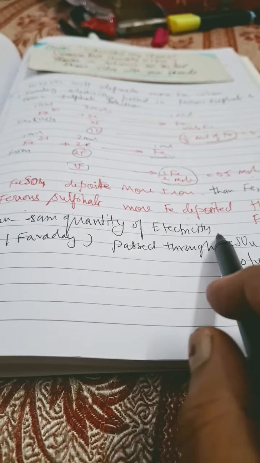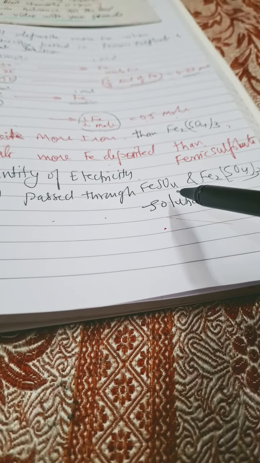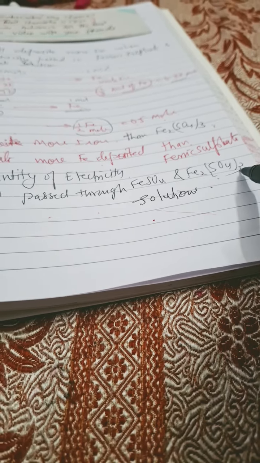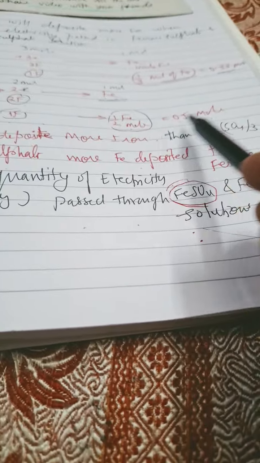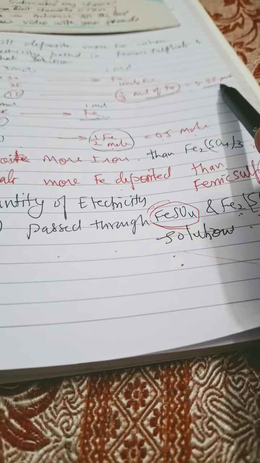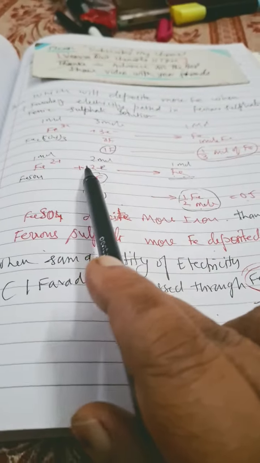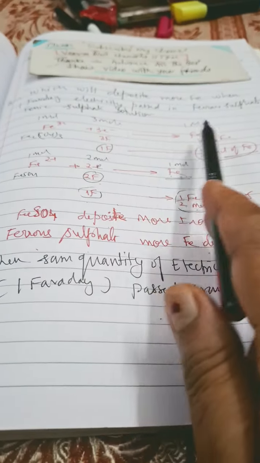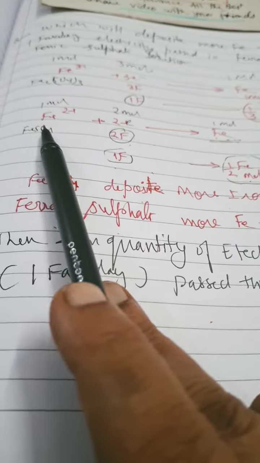So when the same quantity of electricity, that is 1 Faraday, is passed through solutions containing FeSO4 and Fe2(SO4)3, we will see that from FeSO4 more iron will be deposited. 0.5 mole of Fe is deposited, and with Fe2(SO4)3 there will be 0.33 mole of Fe deposited. Clear to you? Because here 3 Faraday is required for Fe deposition in case of ferric ion, and here 2 Faraday is required to deposit 1 mole of Fe from ferrous ion.